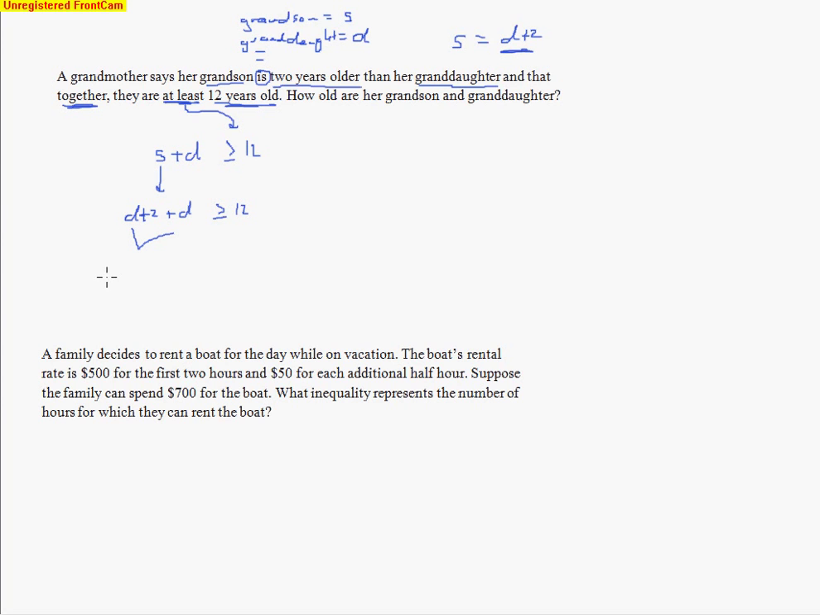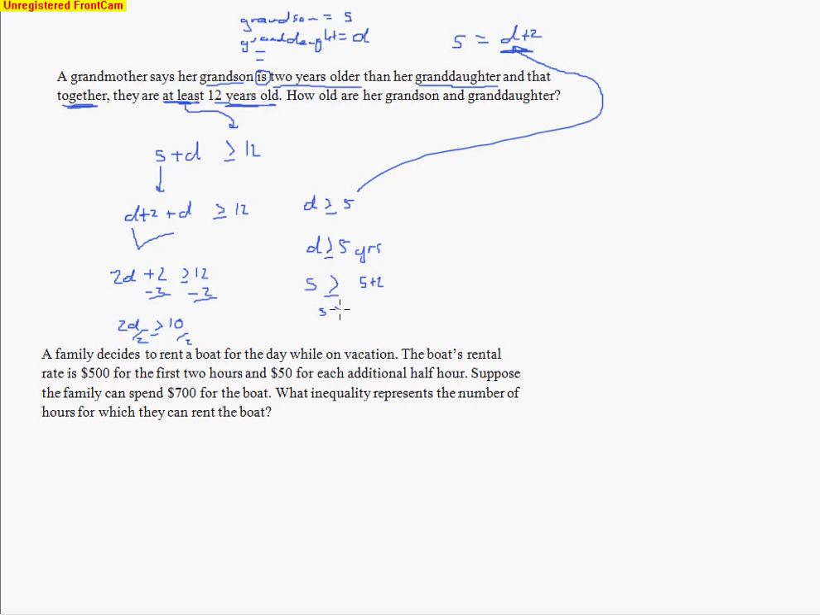So when I collect some like terms, I get 2D plus 2 greater than or equal to 12. So I subtract the 2. That means 2D is greater than or equal to 10. So when I divide by 2, I'm getting D is greater than or equal to 5 years of age. So I know that the granddaughter is greater than or equal to 5 years, and that the grandson, well, if I take that 5 and stick it in for D, that would be greater than or equal to 5 plus 2. So the grandson has to be greater than or equal to 7 years.